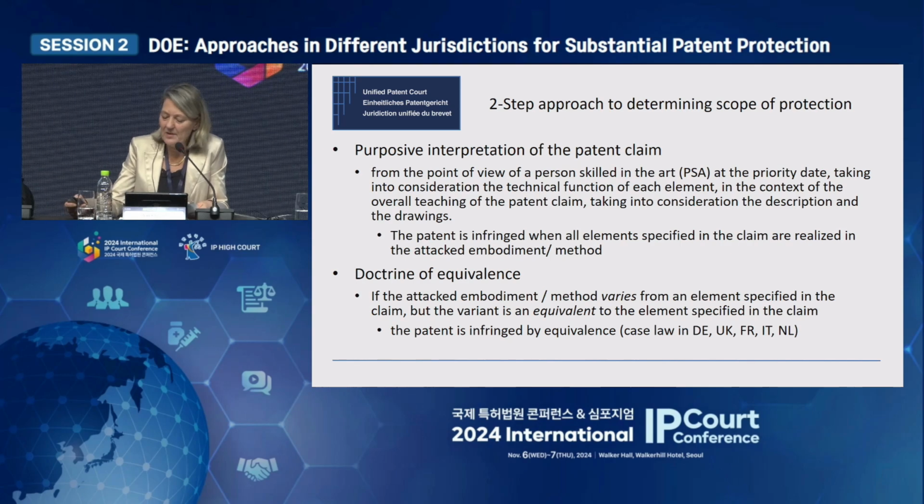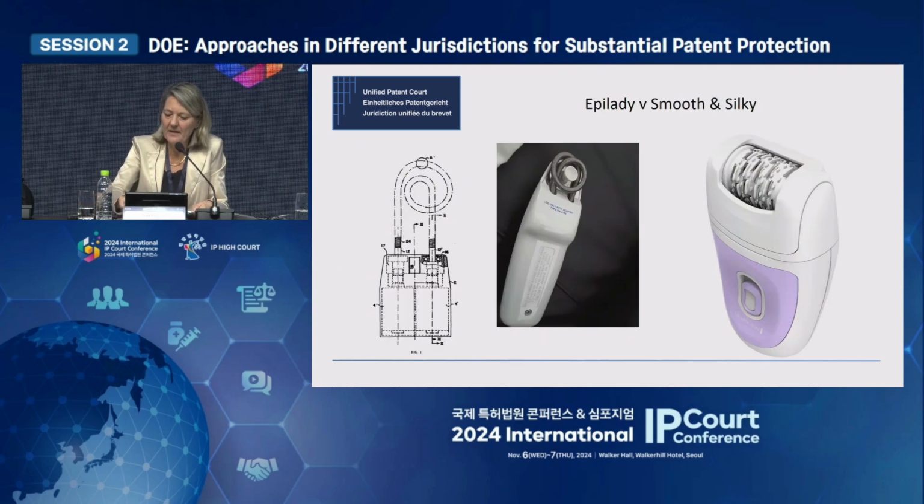Now, I'd like to present a very old case, which is shown here on the screen. On the left is a drawing from the patent specification, but I've given you the embodiment in accordance with the patent, which is called the Epilady. And at the right side, you find the Smooth and Silky embodiment, which was by Improver, Remington. Now, the patent covered a helical spring, a curved helical spring driven by a motor, and when rotated, it would grip the hairs between its coils and then pluck the hair from the skin.